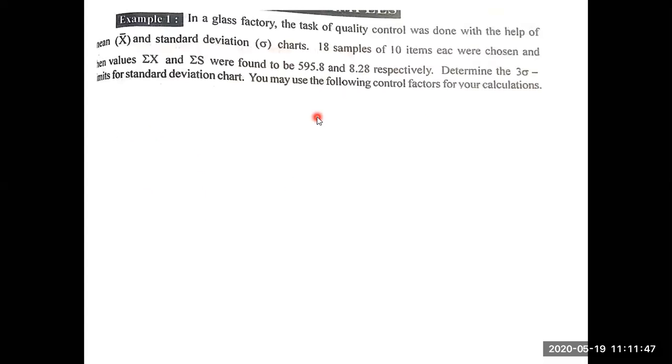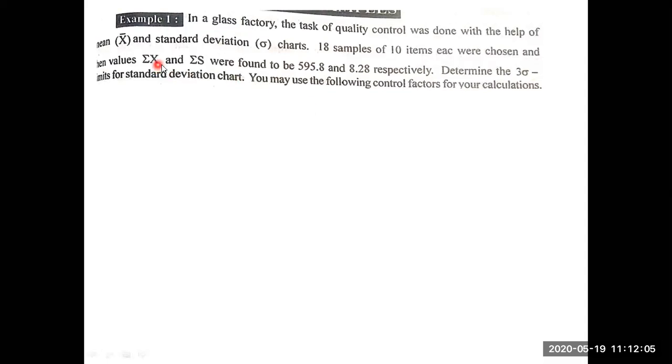Next, this is the only problem we come across in the textbook. There are not many problems on this. We will rarely use this S chart in the industry, so we will just discuss it.